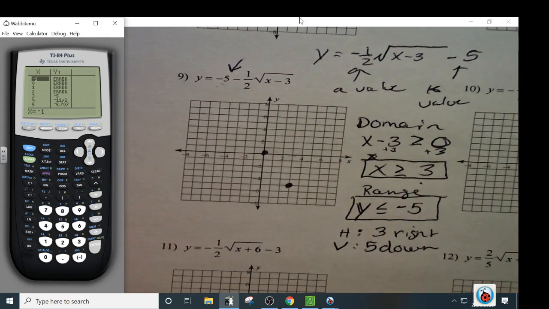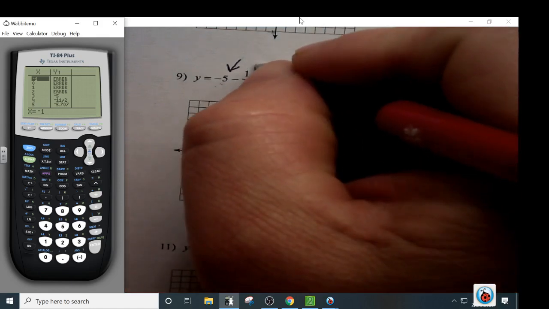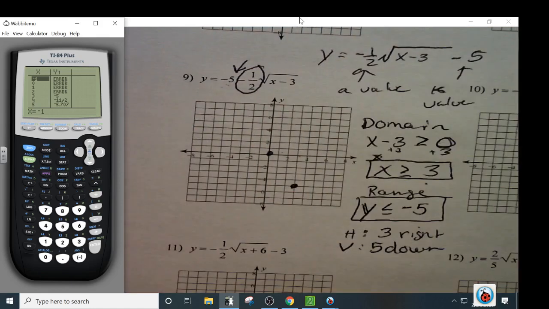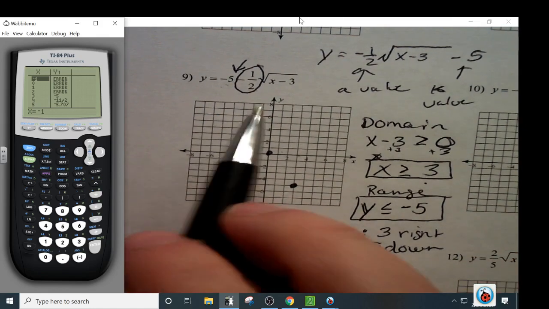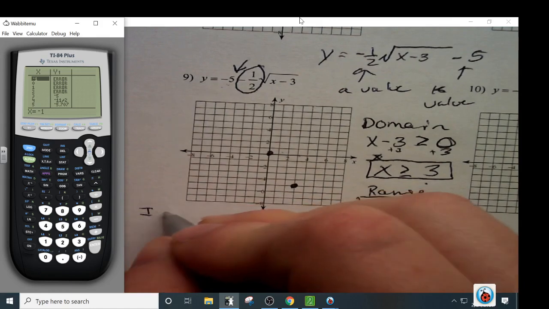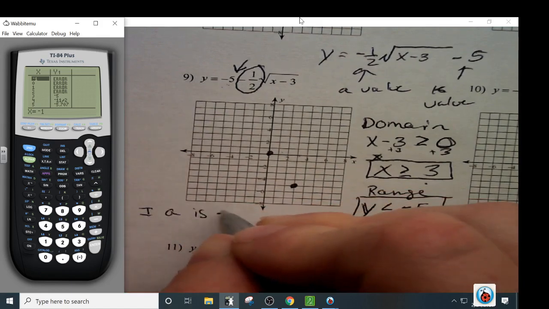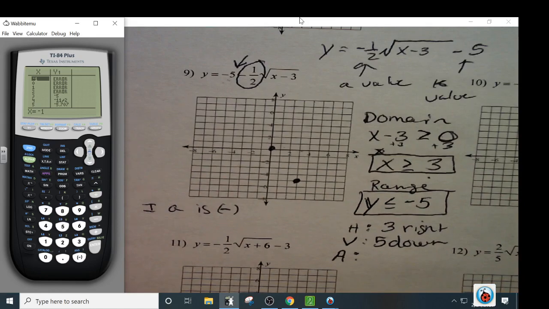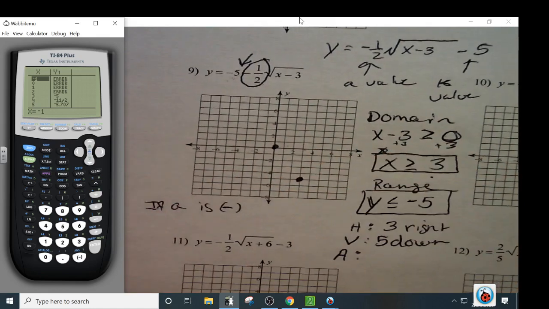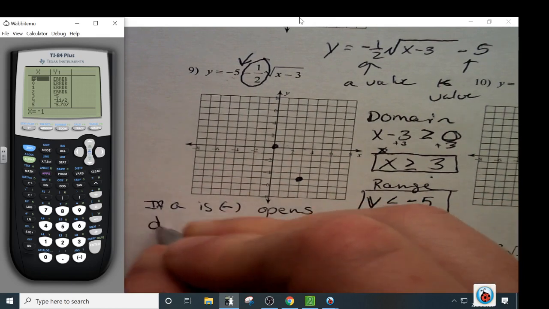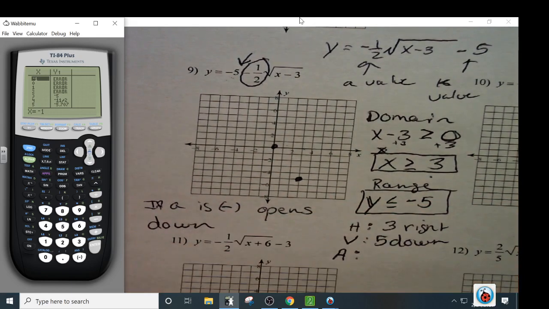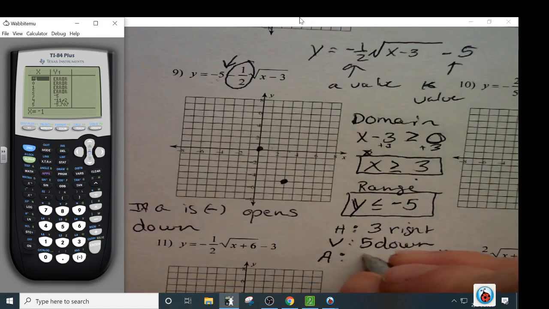This is one of these things you don't have to think too deep into it. Just spit it out pretty much. Okay. Now there's my A value. Now if A is negative, make sure you write this down somewhere. If A is negative, it opens down. Okay. If A is negative, it opens down. That is a transformation.